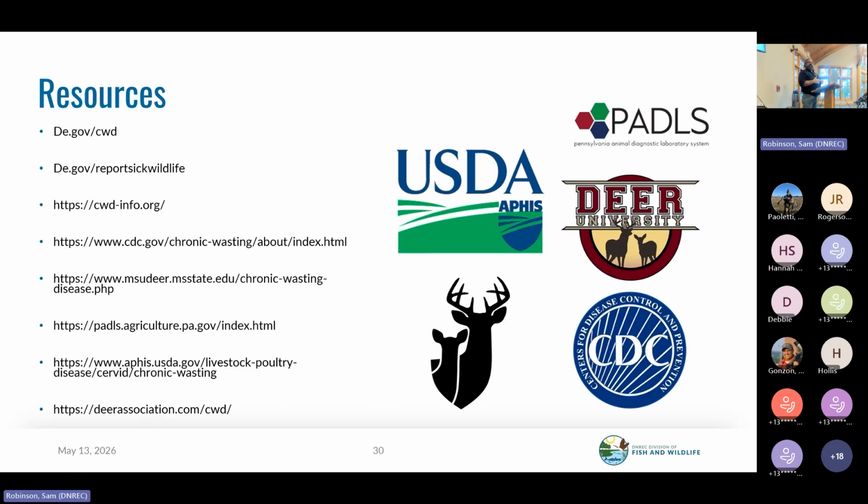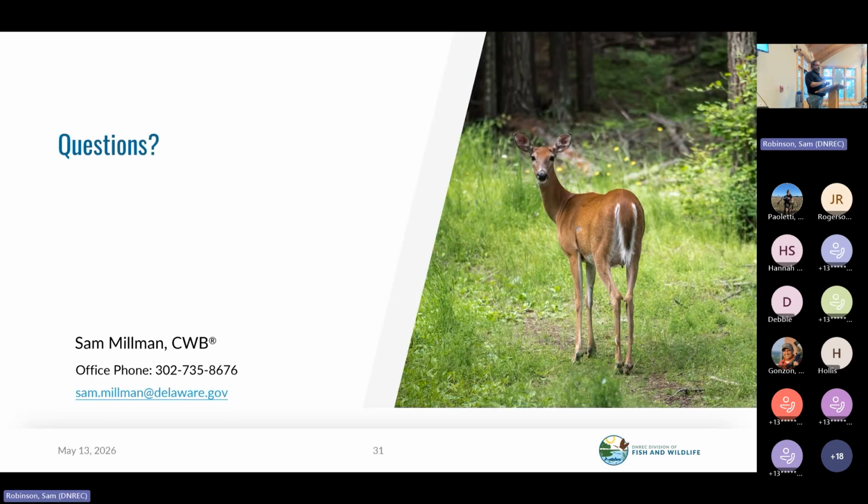Here are our resources. Please take a picture of this. If you have questions or you want to know more about this, these are some great resources out there. Paddles is a place that we go for testing. USDA is a big help for us. Deer University at Mississippi State has a great website with a lot of videos to answer some questions about this disease. NDA, they're a great resource as well. Again, thank you to USDA APHIS. And at this point, we're at the end.